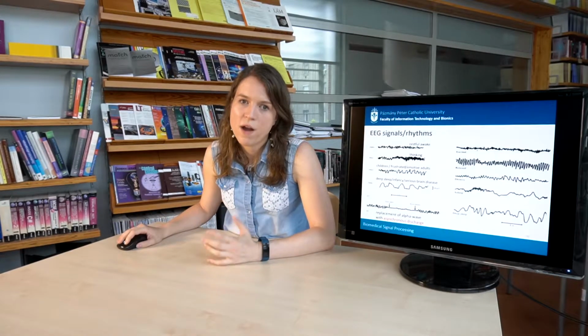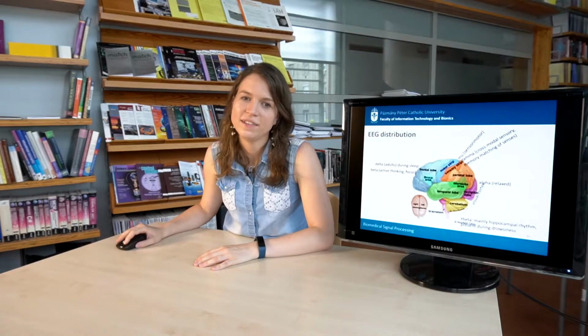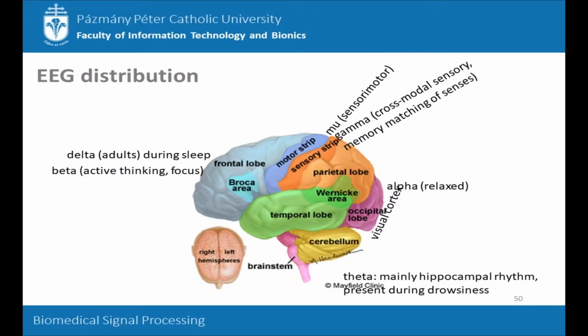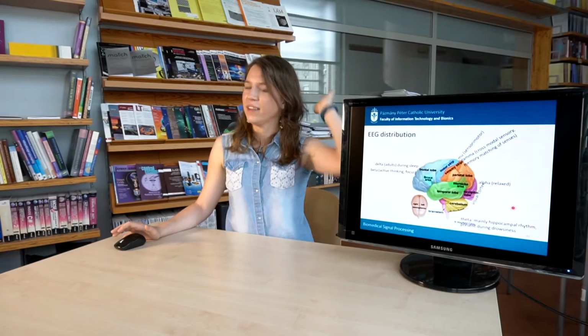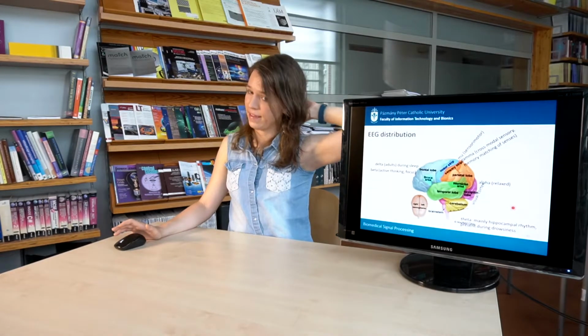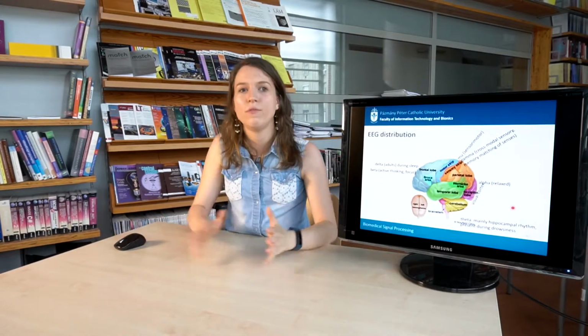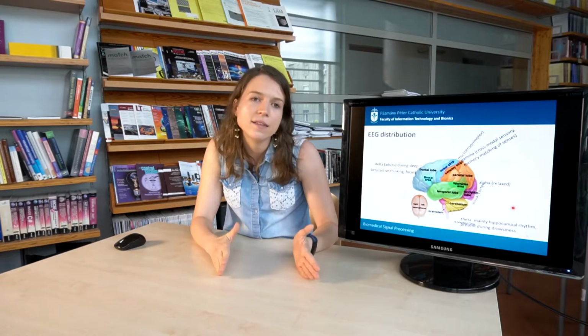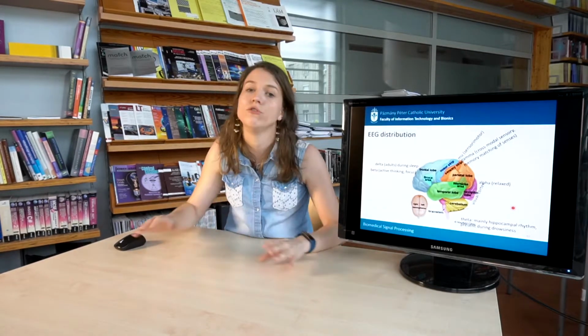And then where can we measure all these signals? So in this diagram you can see where these signals can be measured. The first one we have talked about was the alpha wave, which is during a relaxed state when you have your eyes closed. This signal can be measured from your occipital lobe, which is in the back of your head here. This frequency range is between 8 and 13 Hertz usually.